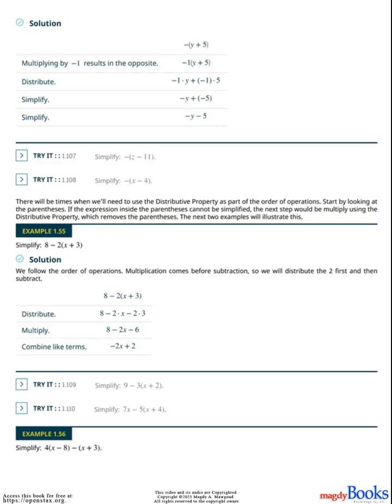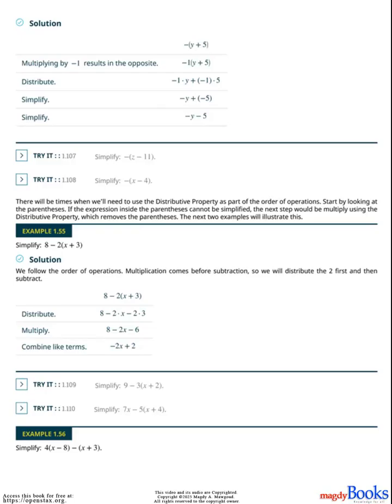Try it 1.109. Simplify. 9 minus 3 times open parenthesis x plus 2, closed parenthesis. Try it 1.110. Simplify. 7x minus 5 times open parenthesis x plus 4, closed parenthesis.